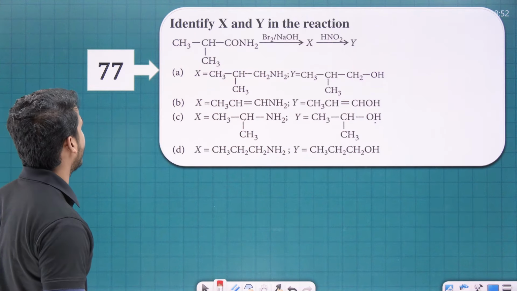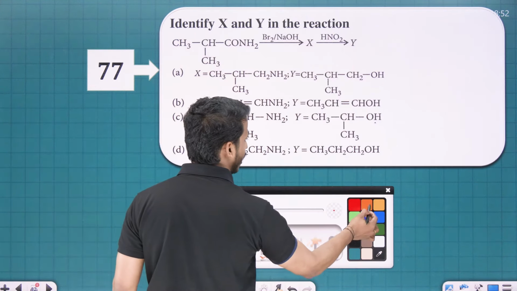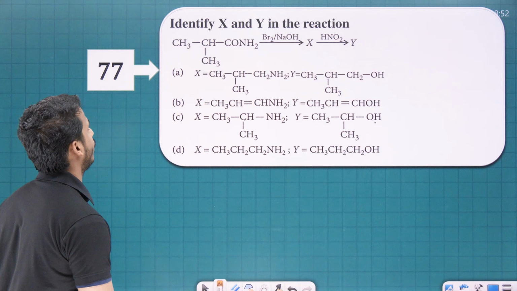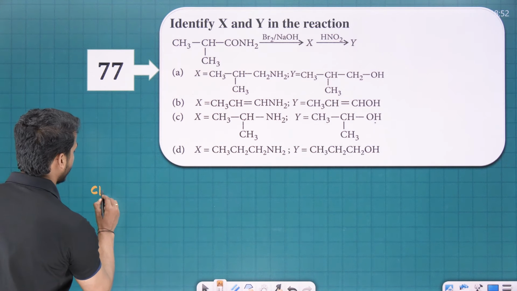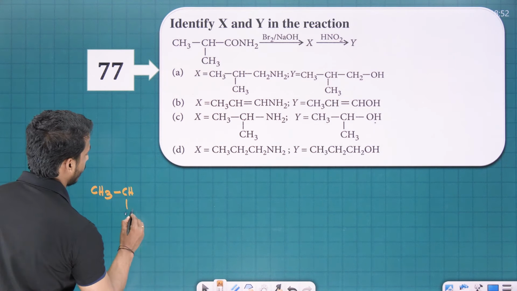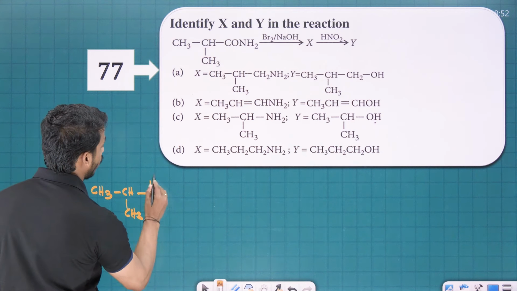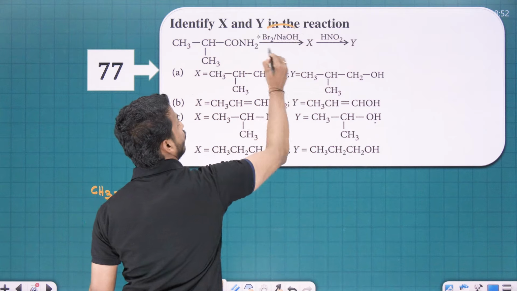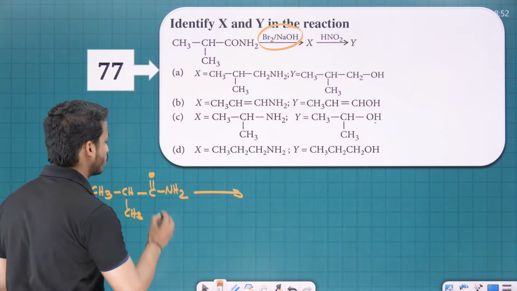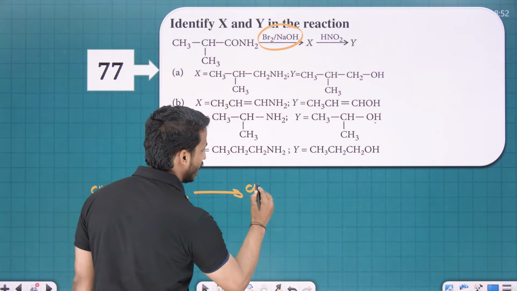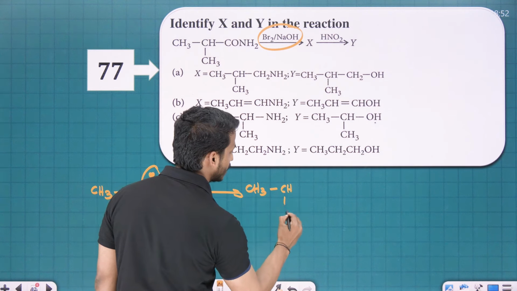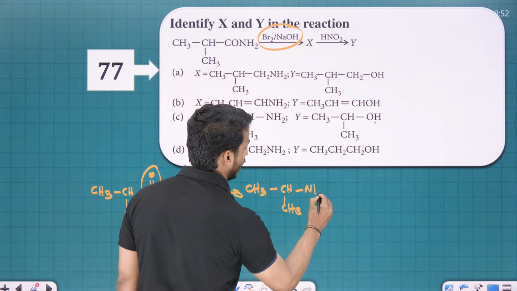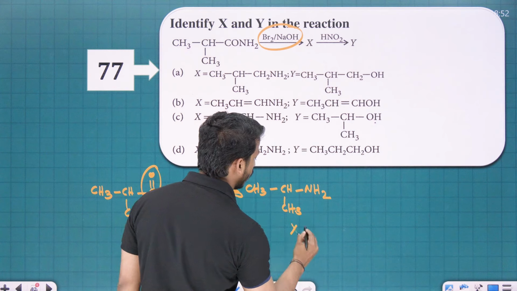Question number 77, identify X and Y in the following reaction. Starting with the amide, CH3CONH2 is given. They are performing the Hofmann reaction. Hofmann reaction means what? Cut the CO, finish. We get CH3NH2, fine. Then this is the compound X.